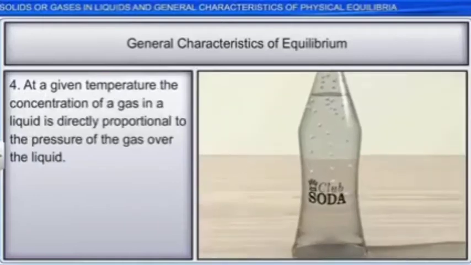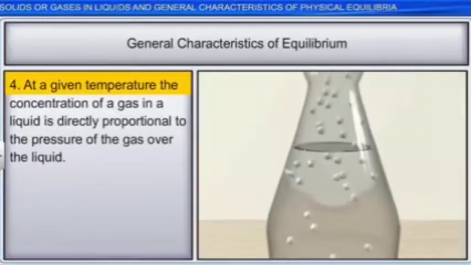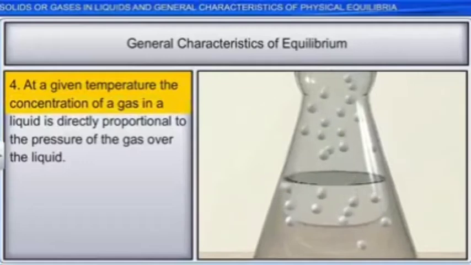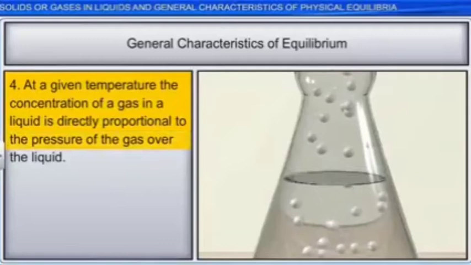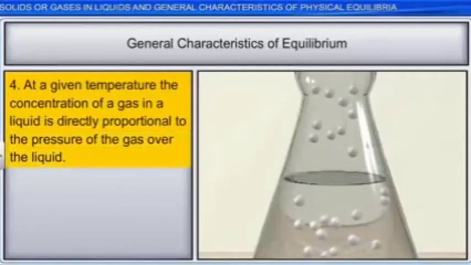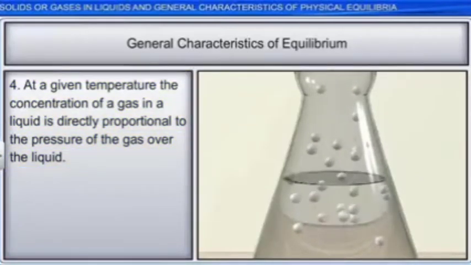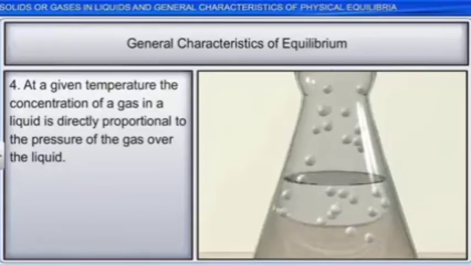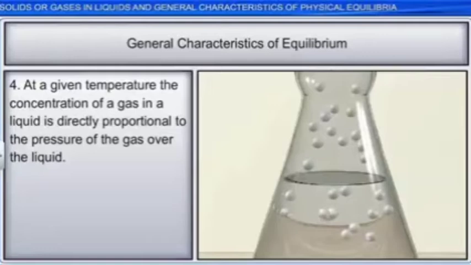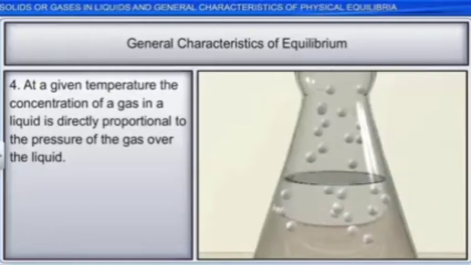Fourth one, at a given temperature, the concentration of a gas in a liquid is directly proportional to the pressure of the gas over the liquid. This law is known as Henry's law. For example, the concentration of carbon dioxide in water at equilibrium is directly proportional to the pressure of gas over the liquid.